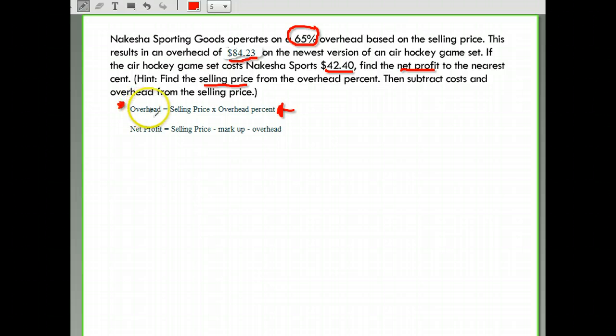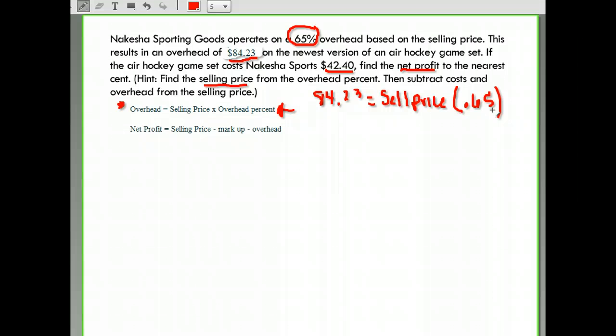Now, to find overhead, they do the selling price times the overhead percent. So we're going to do the opposite of that. We're going to write down what we have. We know our overhead is $84.23. That should equal whatever our selling price is times our percent, which was 65%, but remember we change the percent to a decimal before we calculate. Now we need to solve that.